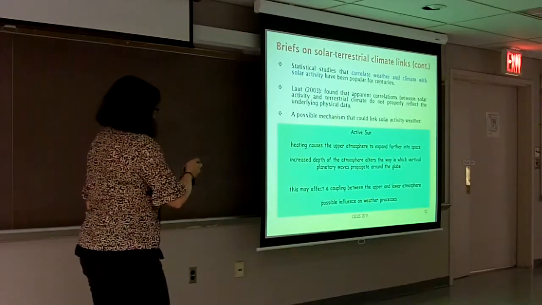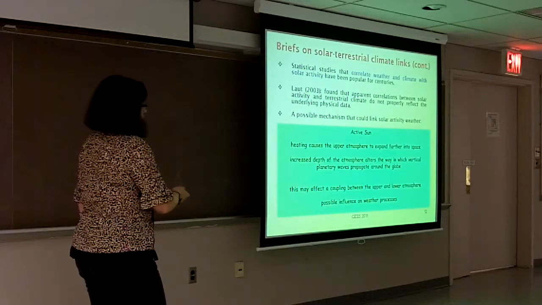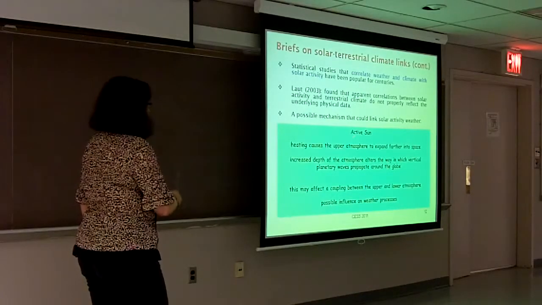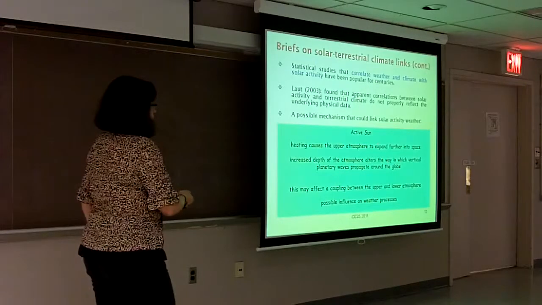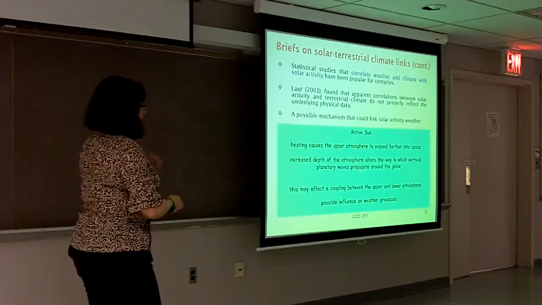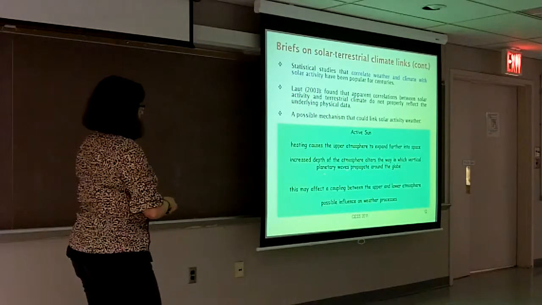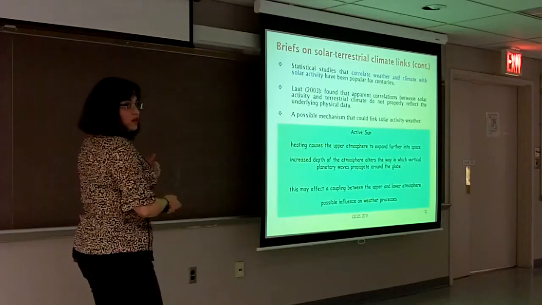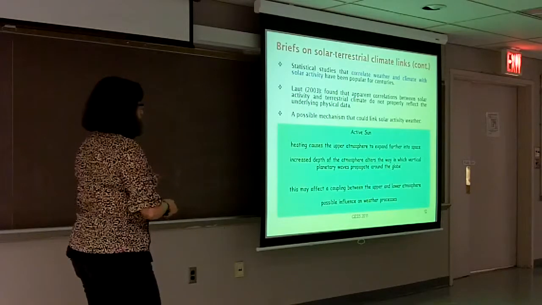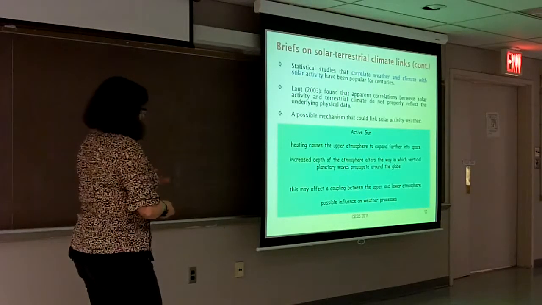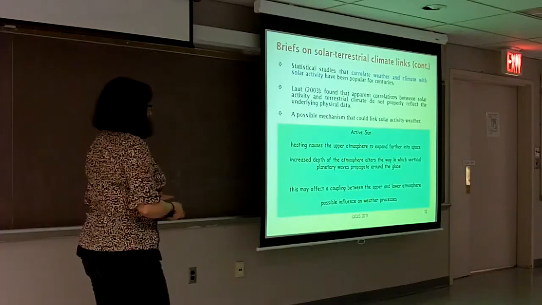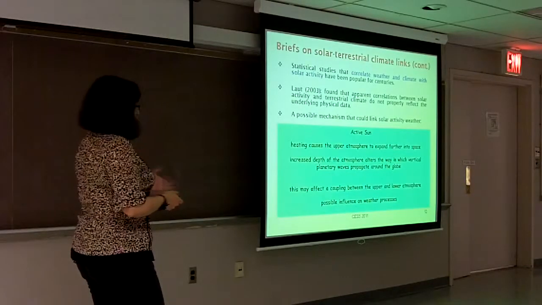So a possible mechanism that could link solar activity with weather can be as follows. The sun is an active star, and the heating causes the upper atmosphere to expand further into space. Because of that, the increased depth of the atmosphere alters the way in which vertical planetary waves propagate around the globe. The possible consequence of this is that it may affect a coupling between the upper and lower atmosphere, and finally, a possible influence on weather processes. And because you are altering the weather processes, in the long term you can alter the climate too.